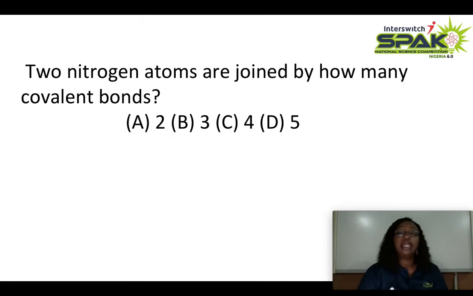Two nitrogen atoms are joined by how many covalent bonds? Okay, so the answer is 3, and that is why there's a triple bond between two nitrogen atoms. For oxygen it is 2, a double bond. For hydrogen it is only 1, and for chlorine it is only 1 as well. For nitrogen, there are 3 bonds paired by the 2 nitrogen atoms to form covalent bonds in nitrogen.